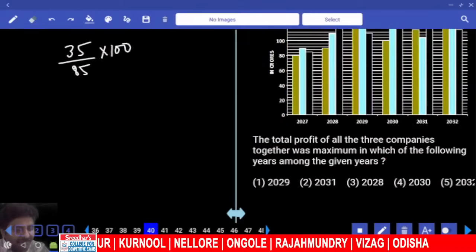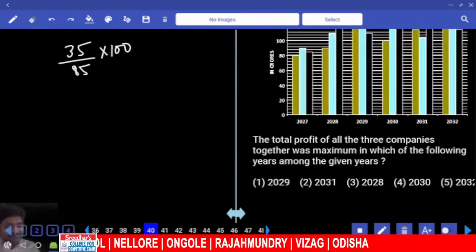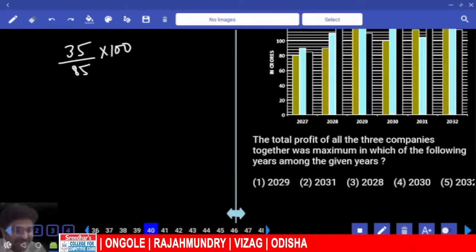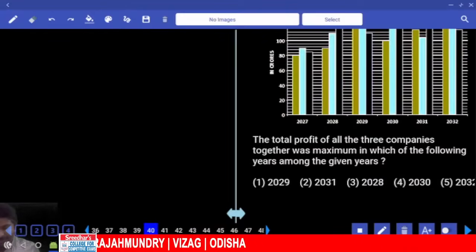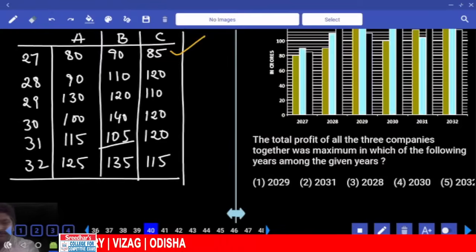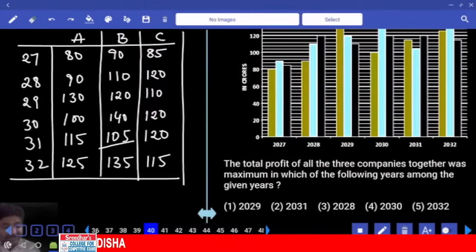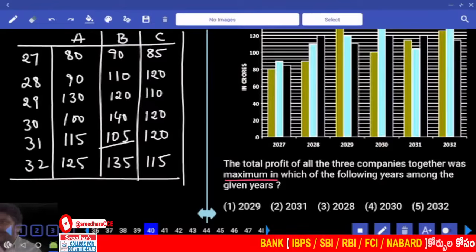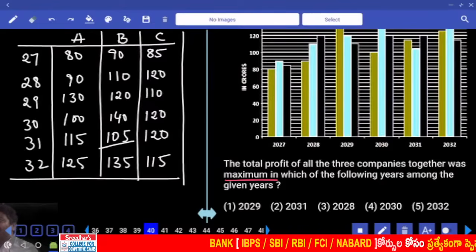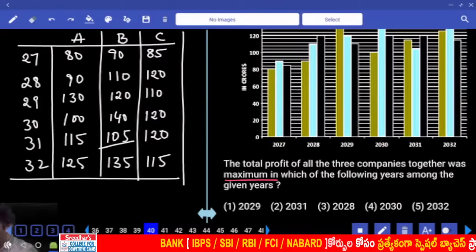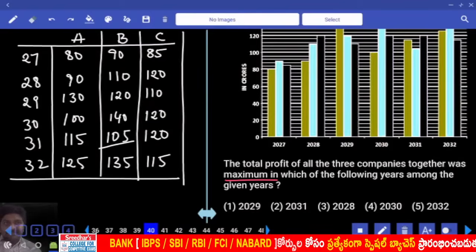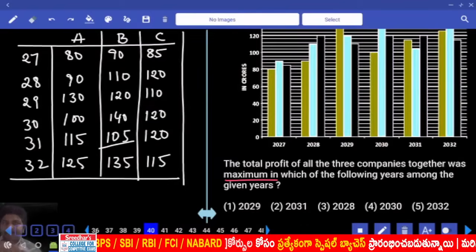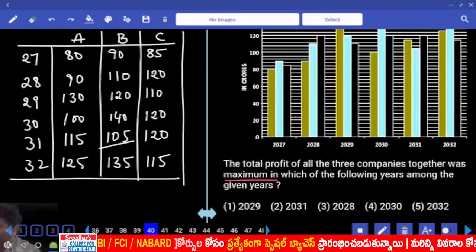The total profit of all the three companies together was maximum in which of the following years among the given years? Okay. How many years do we have? 6. Which year is not mentioned? 2027. So you don't have to verify it, because the question is about maximum value, right? If it is about second maximum or third maximum, then you have to calculate every number. Because this is about only maximum, when 2027 is not mentioned in options, that cannot be your answer.